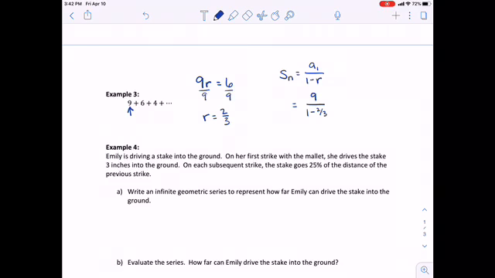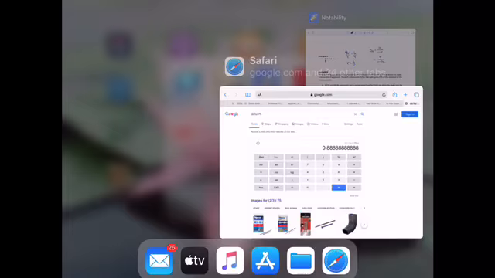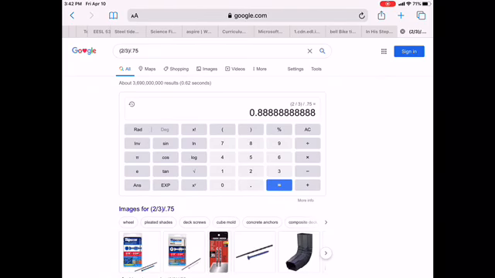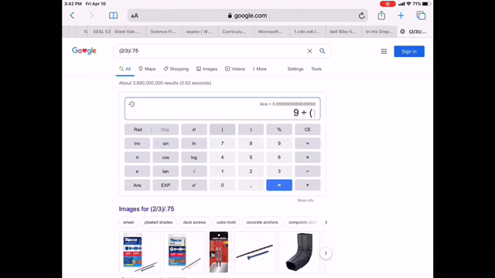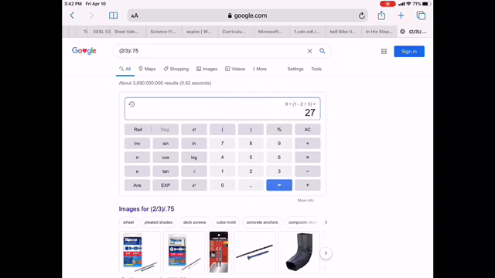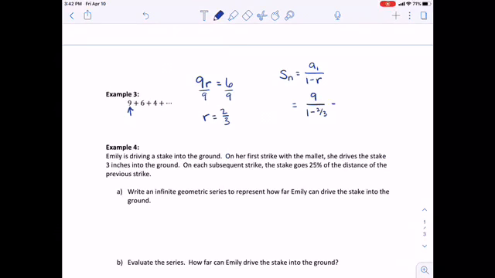Now I'm going to go ahead and just type that into Google to figure out what it is. So I have 9 divided by, notice that I'm going to put parentheses around my denominator, 1 minus that common ratio, which was 2/3. So when I type that into Google, it tells me that it equals 27. So I know then that my sum here is going to be equaling 27.